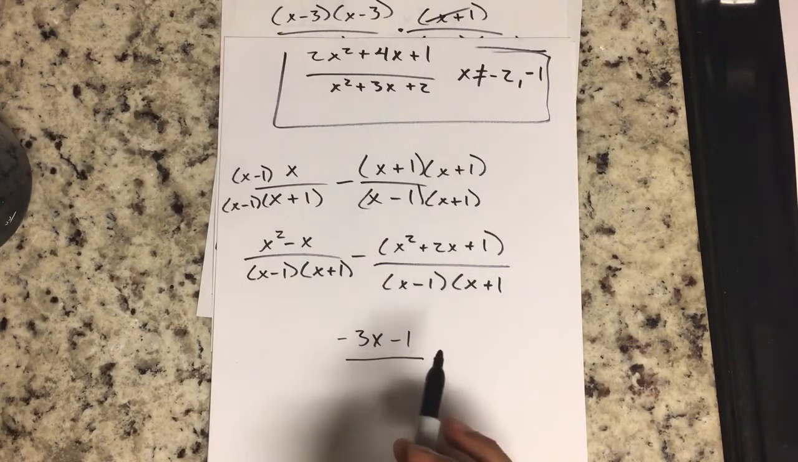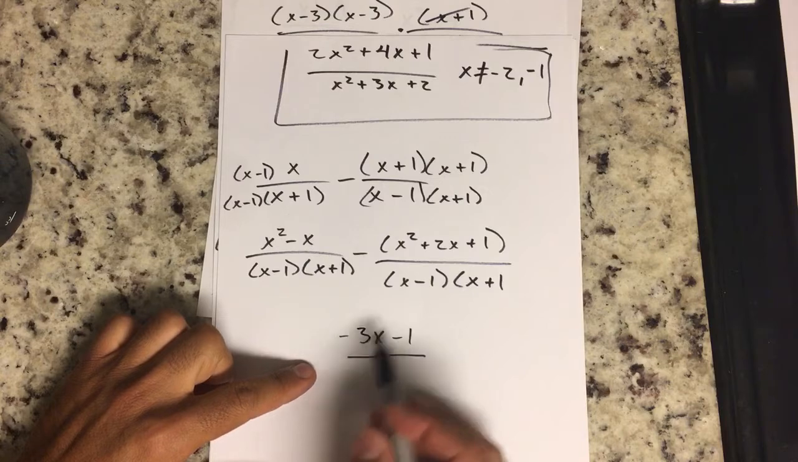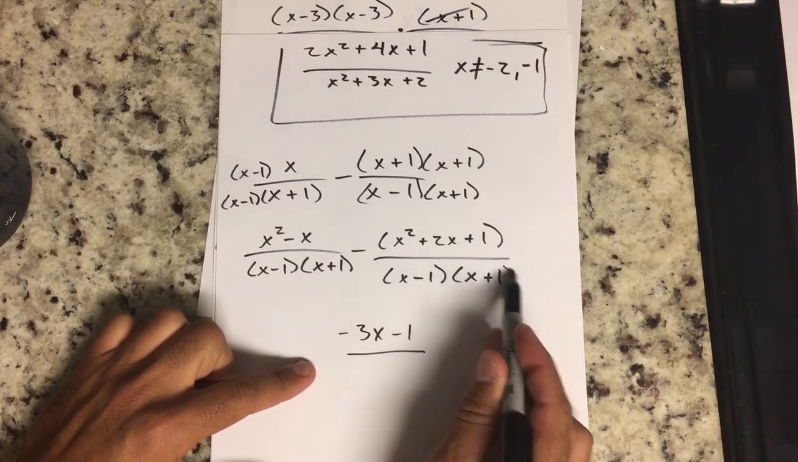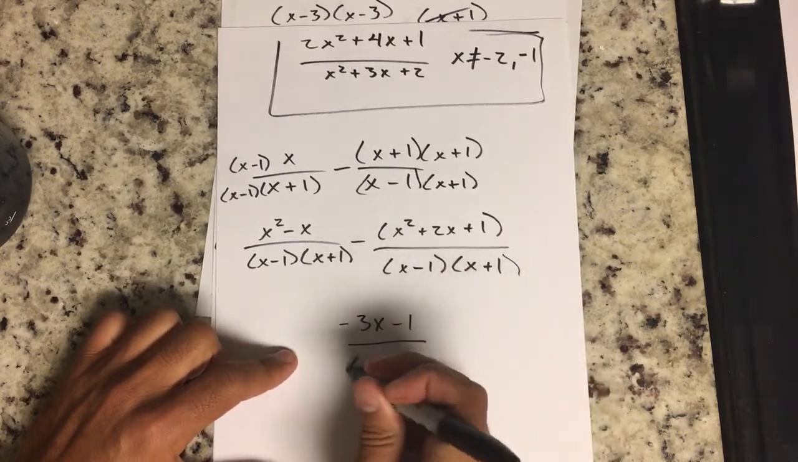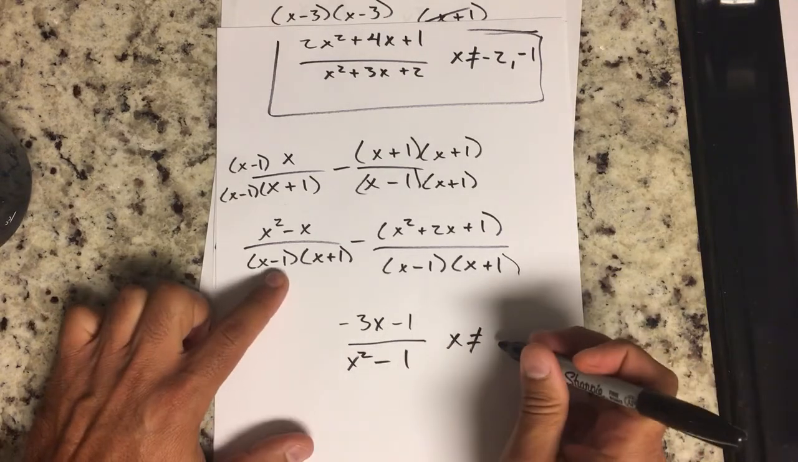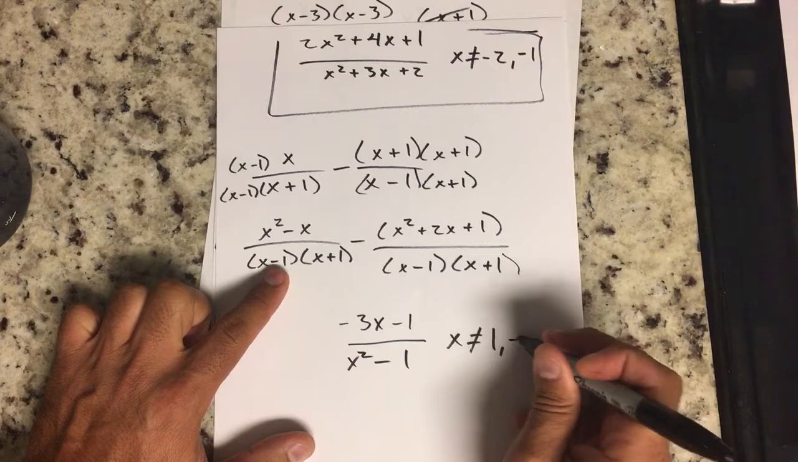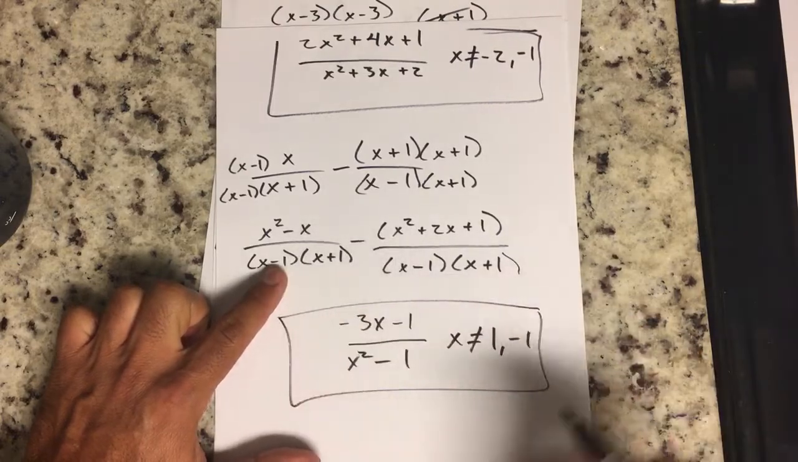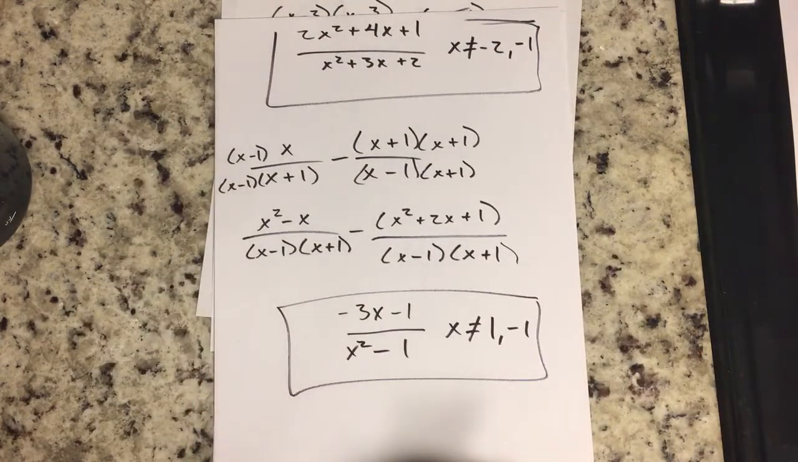I can't factor this out. I could just factor out a negative sign. I don't have a 3x plus 1 here, so I'm just going to distribute this. Whatever makes my denominator equal to 0 is a restriction, so 1 and negative 1, and that's my answer. So that's what we're trying to do today. Adding, subtracting, and multiplying and dividing rational expressions.